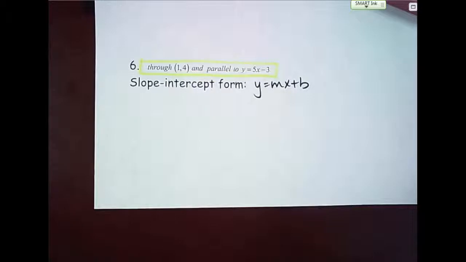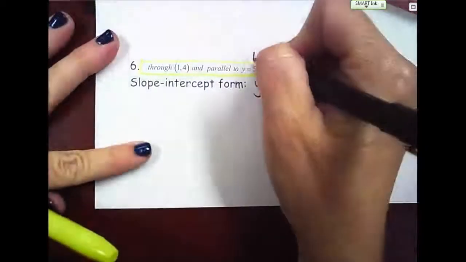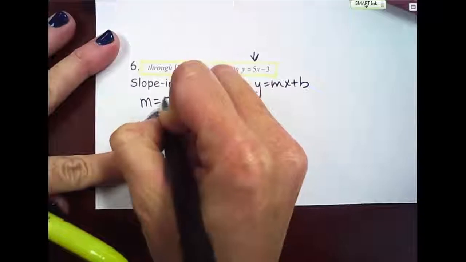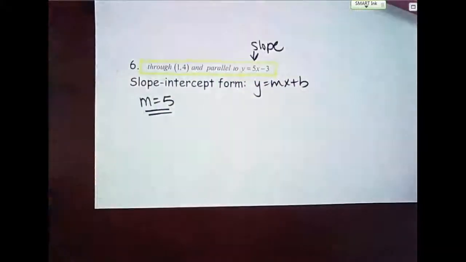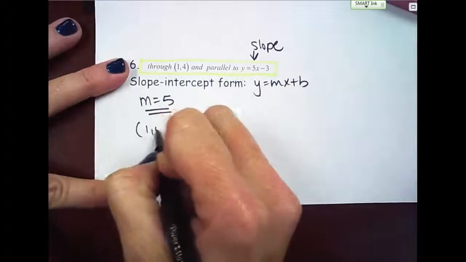5. Because the parallel lines have the same slope. It doesn't come out and yell, "Hey, the slope is 5," but it kind of gives it to you hidden. So here's the slope, m equals 5. We're going to use that slope because we want a parallel line. We don't need to manipulate it in any way. And the point we're going to use is (1, 4).